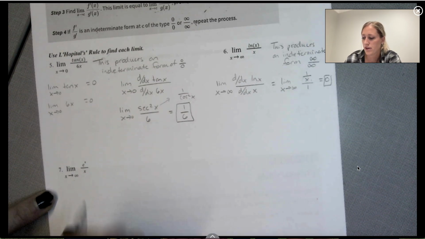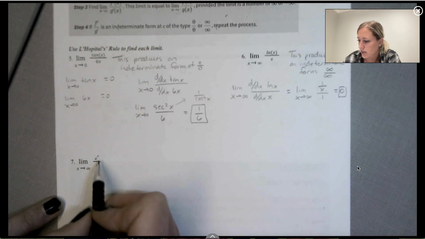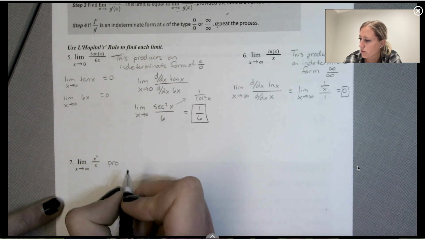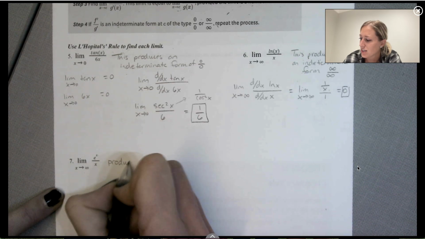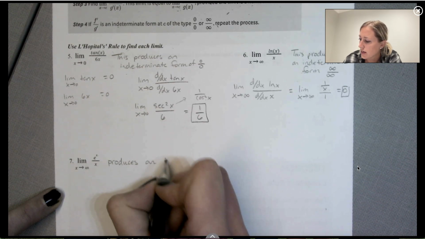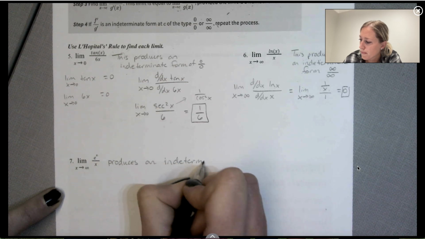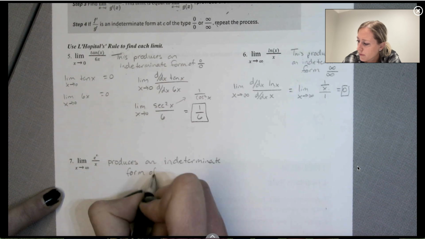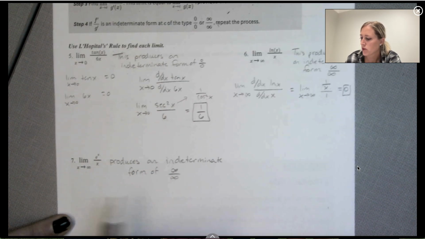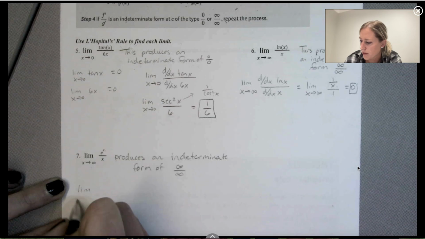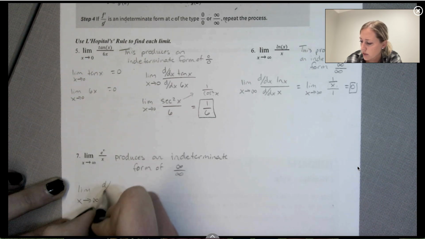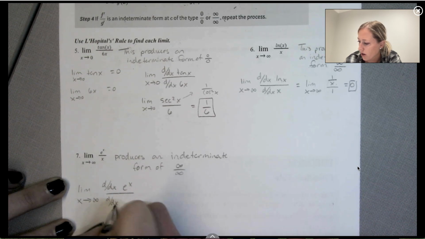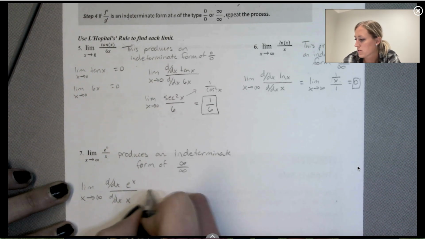All right. Next one, also going to infinity. You can hopefully see this one's also going to produce an indeterminate form of infinity over infinity. Okay, so we are going to take the derivative. So the limit as x goes to infinity, we're taking the derivative with respect to x of e to the x, and the derivative of our denominator, x. Okay, well, what does that equal?